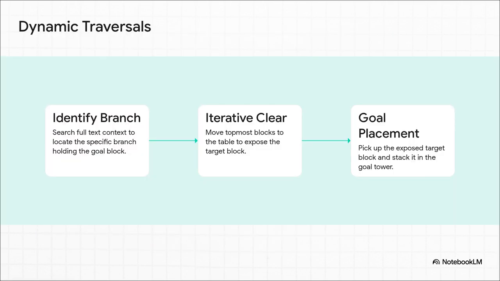To actually solve it, the model has to get into a really strict three-step rhythm. First up is branch identification. It searches its text context to pinpoint the exact branch holding the goal block. Second is iterative clearing. It has to work top-down, moving everything off that specific tower onto the table until the target is exposed. And third, goal placement. It picks up the newly exposed target block and stacks it. It has to execute this loop flawlessly, over and over, from the bottom of the goal tower all the way to the top.